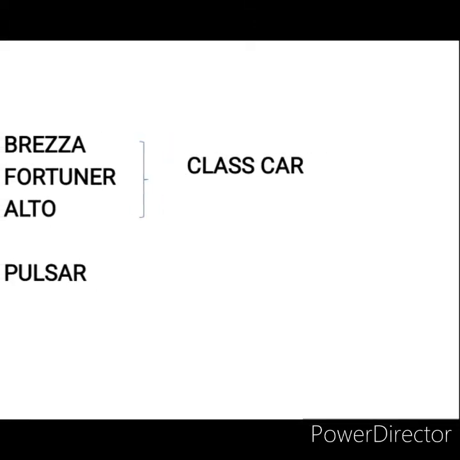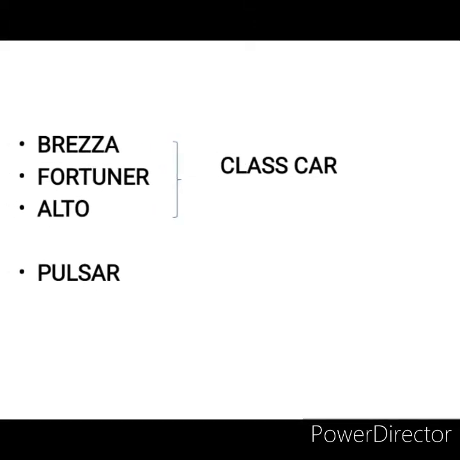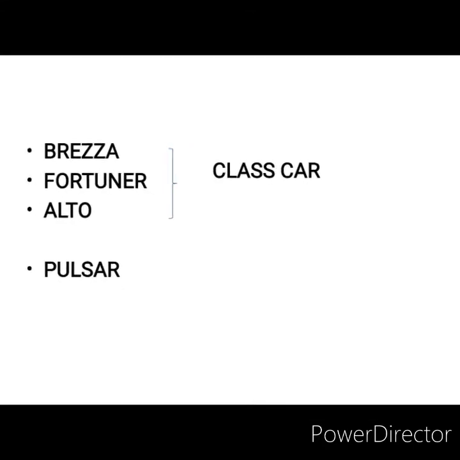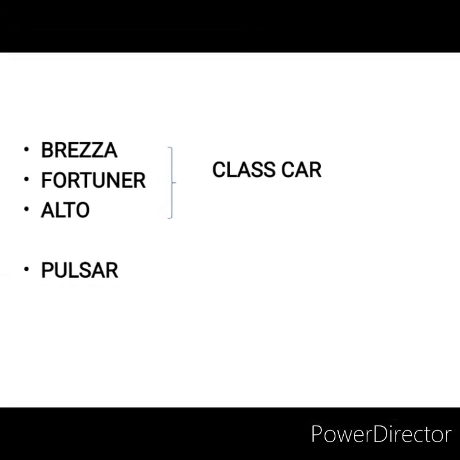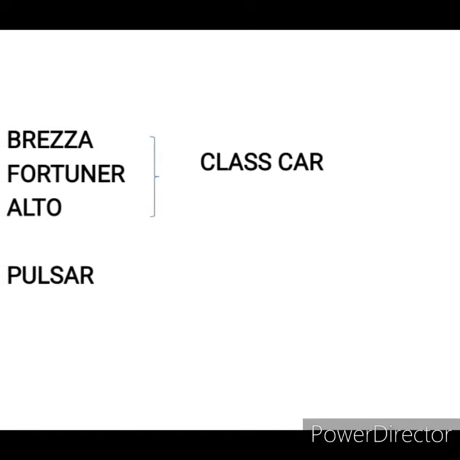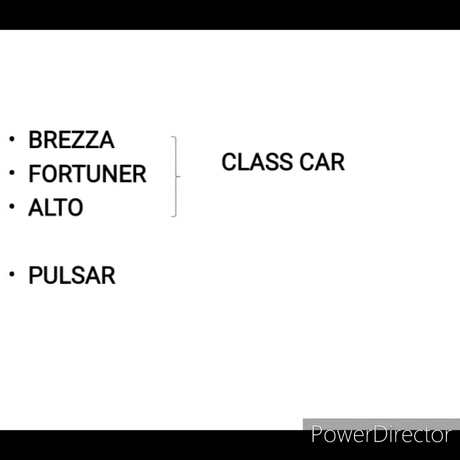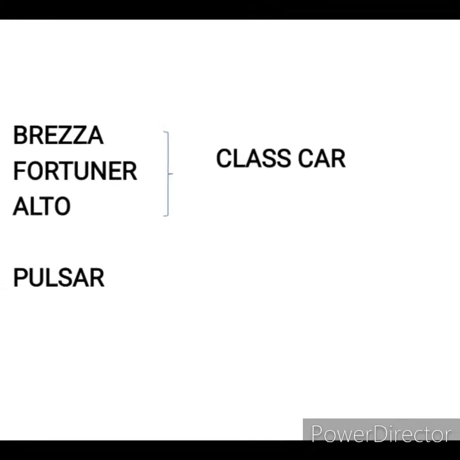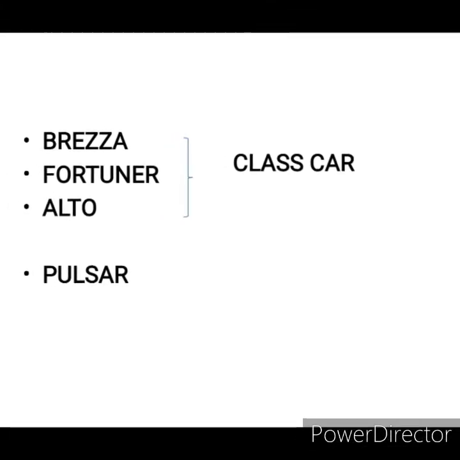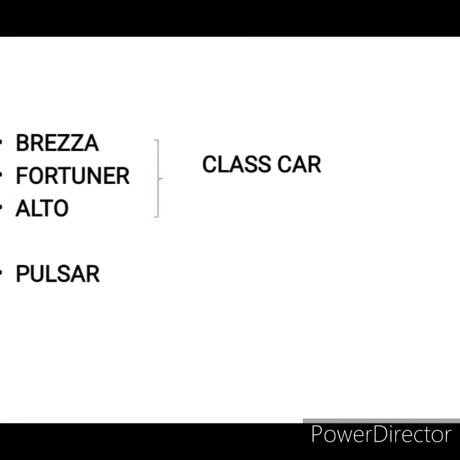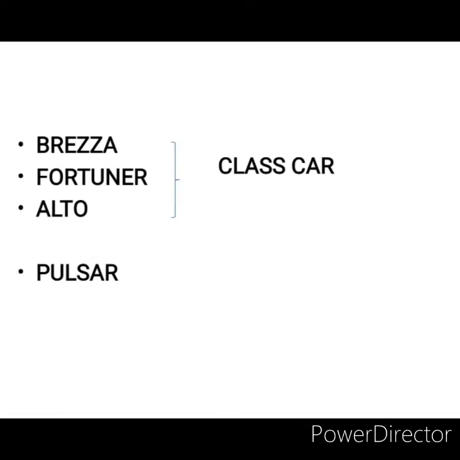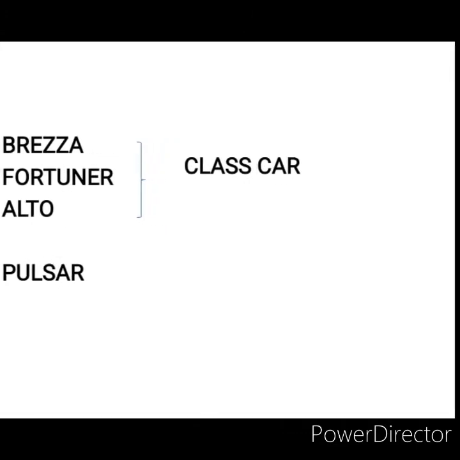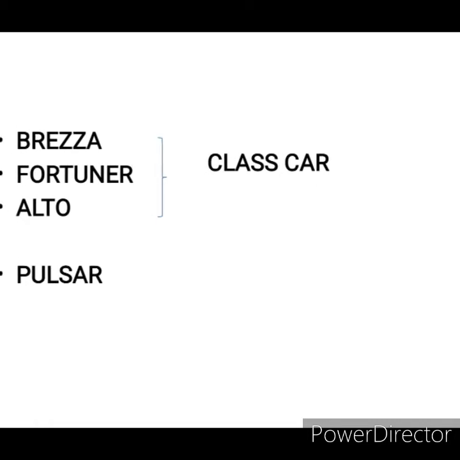Now, let us consider another example. You have a Brezza car, an Alto car, a Fortuner, and a Pulsar. Pulsar is a bike. So, here we have 4 examples: Brezza, Alto, Fortuner and Pulsar. We are grouping Brezza, Alto and Fortuner into a group. Why? Because all these are cars, whereas Pulsar cannot be considered a car. So, Pulsar does not belong to the car group.